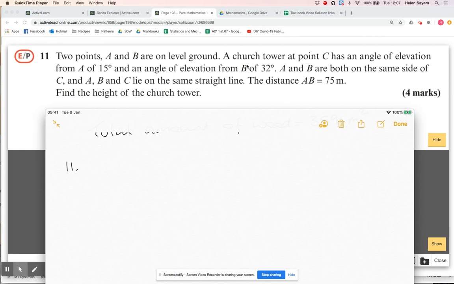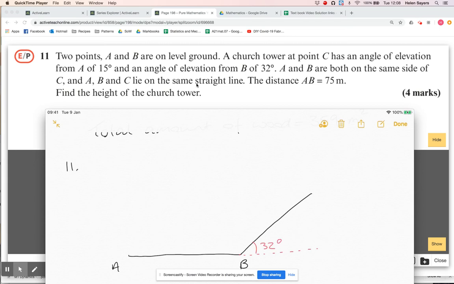So we're given the angles of elevation, and then we're told that A and B are both on the same side as C. Right, so there's A and B on flat ground, and the angle of elevation is 32 degrees, so roughly to scale, from B. The angle of elevation just means how far up is it from the horizontal. So that is 32 degrees.